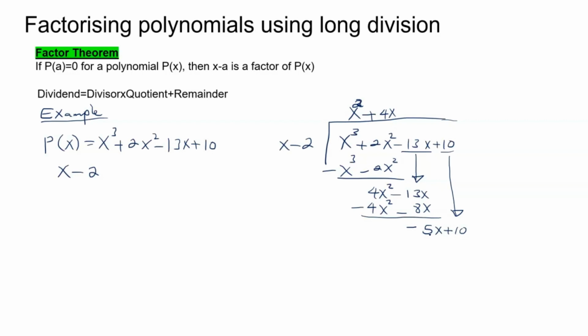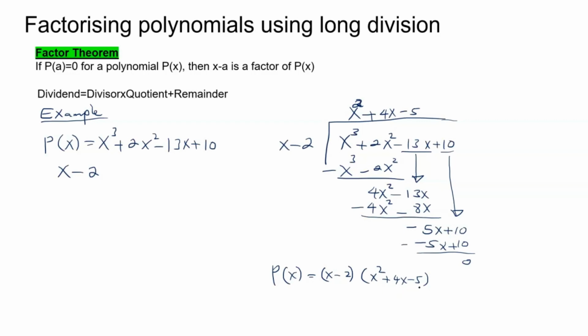I want to get rid of the negative 5x, so I multiply by negative 5. Negative 5 times x gives negative 5x, and negative 5 times negative 2 gives 10. I take away, so my remainder is 0. Now the factorization of this polynomial is x minus 2 times x squared plus 4x minus 5. This is a quadratic, so we can easily factorize it.